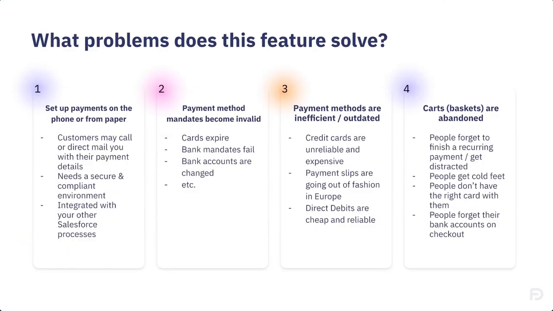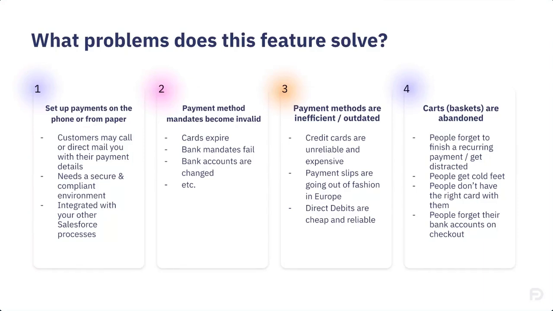So practically, right, when we talk about setting up payments on a phone or paper, it's when customers call you or mail you their payment details, whether it's a credit card number or a bank account number, in a secure and compliant environment. We see that cards expire, but also bank mandates can fail, and bank accounts can be changed or closed, which means you will need to set up a new one.